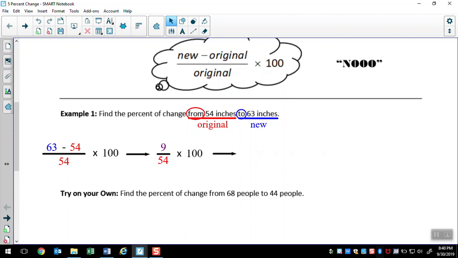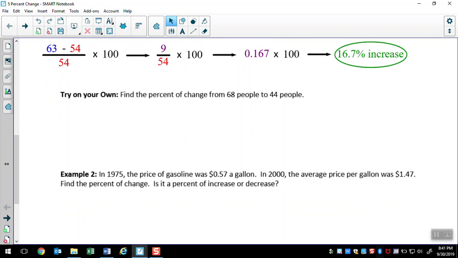All right, our next step is to divide these two. 9 divided by 54 gives us 0.167. And then we're going to multiply that by 100, which then gives us 16.7%. And in this case, it was an increase. We started at 54, and then it increased to 63. Done. Circle our answer. All right, I want you to try this next one on your own. Go ahead and pause the video now.